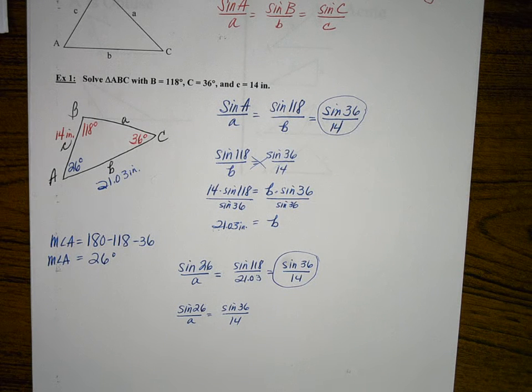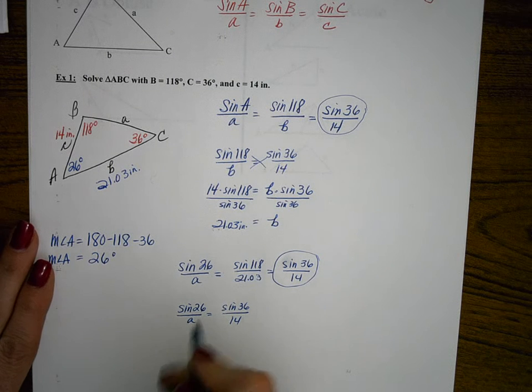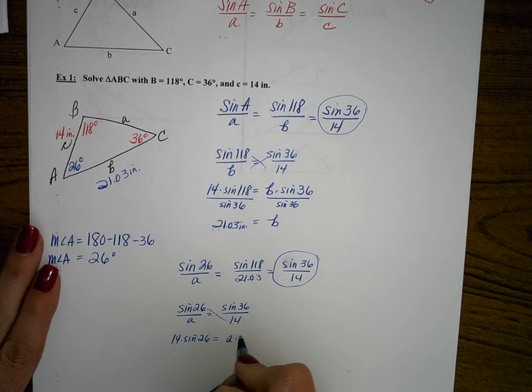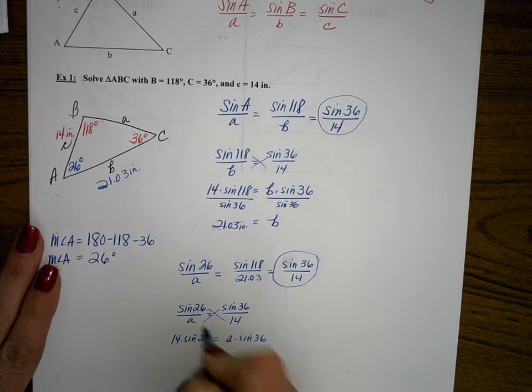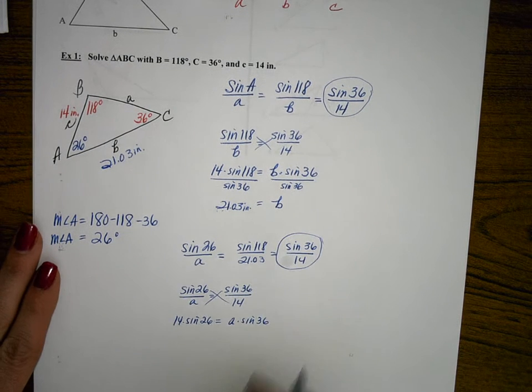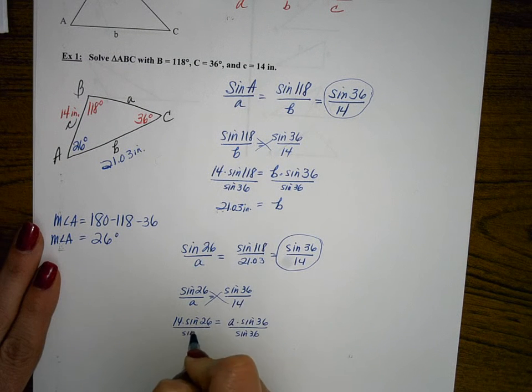All right, Dennis, what are we going to do to find that little a? Multiply sine of 26 by 14. Good. 14 multiplied by the sine of 26. And multiply the sine of 36 by a. Good. A multiplied by the sine of 36. Cross multiplying. All right, Aaron, what am I going to do to get little a? Divide by sine of 36. Divide both sides by the sine of 36. Fantastic.